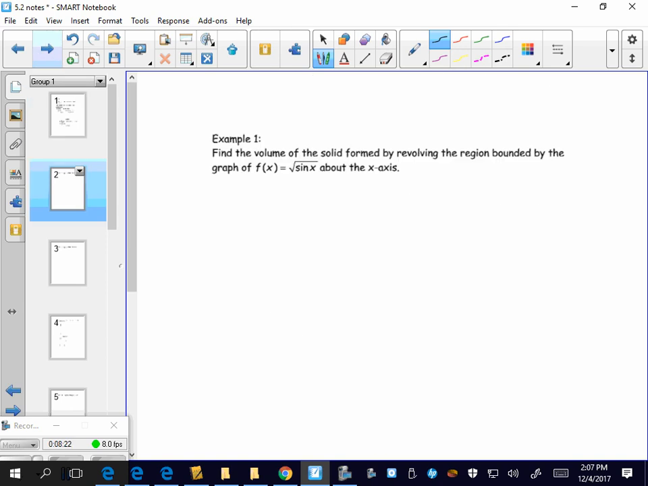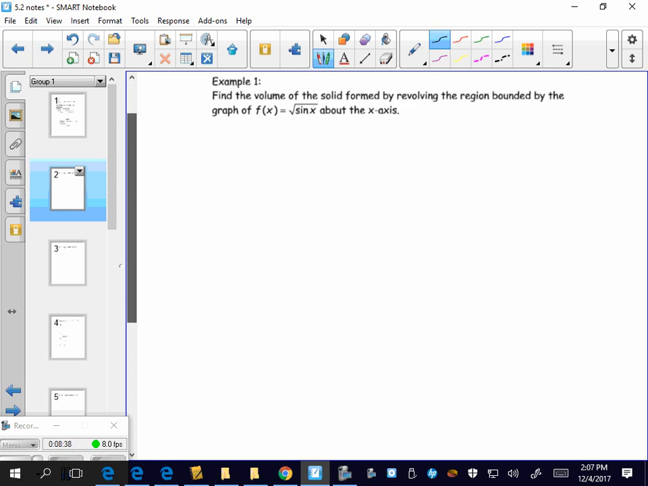All right, so the best way to do this is really just to get to some problems here and show you guys what's happening. Find the volume of the solid formed by revolving the region bounded by the graph of f of x equals the square root of sine of x about the x-axis. So for these few, I'm going to at least start to sketch these. You won't always be able to do so, but the more you can sketch, the better.